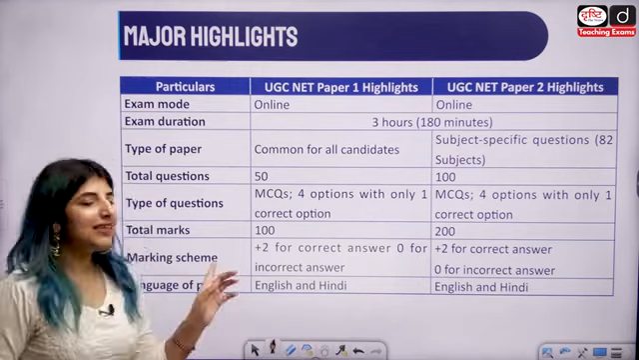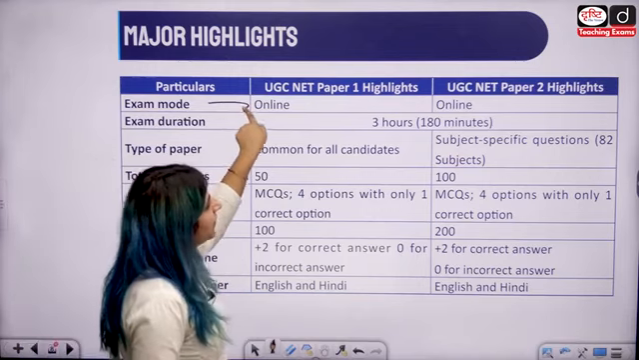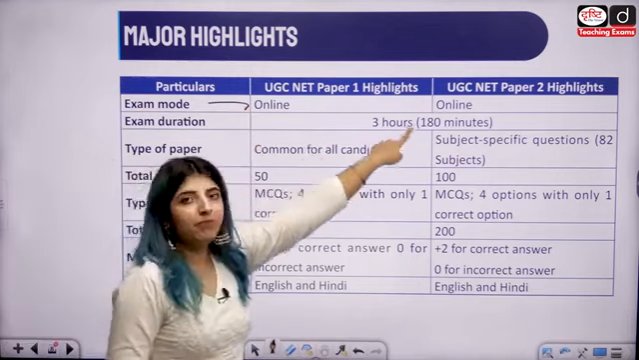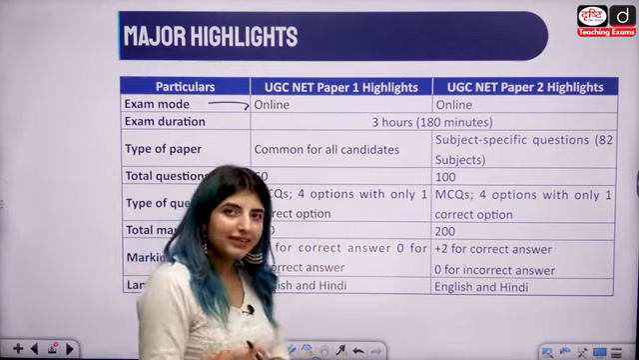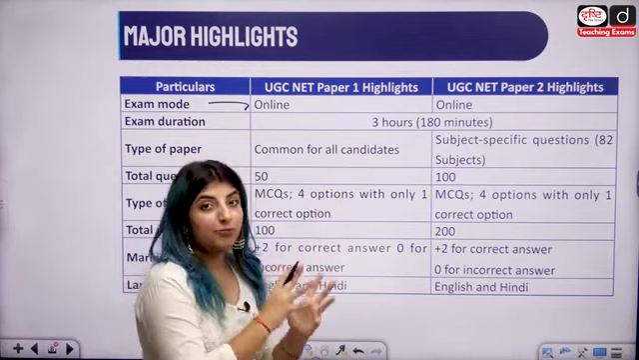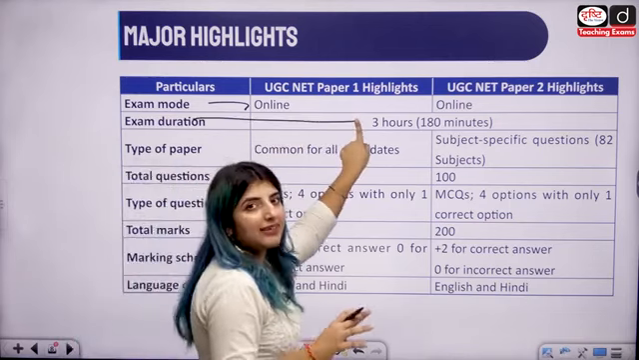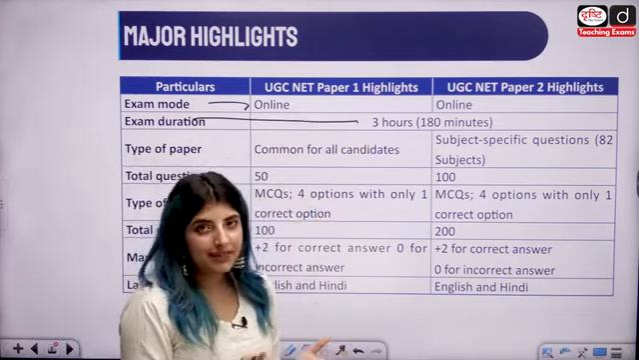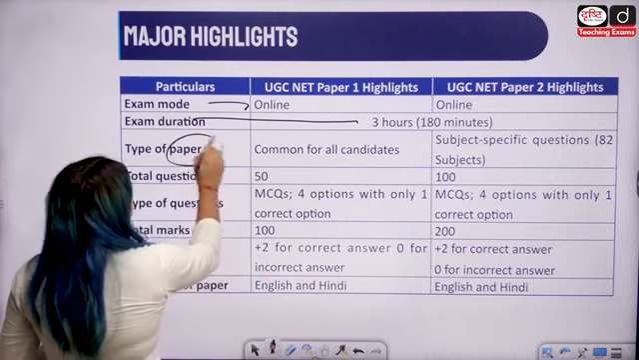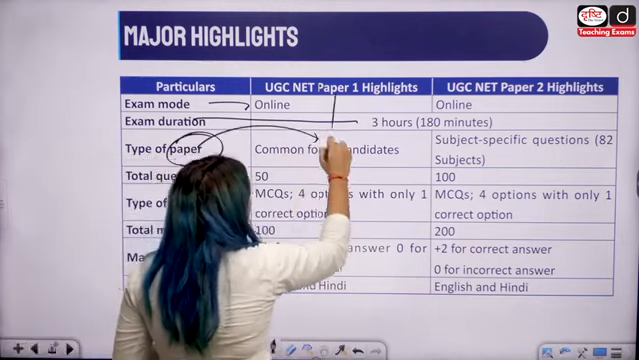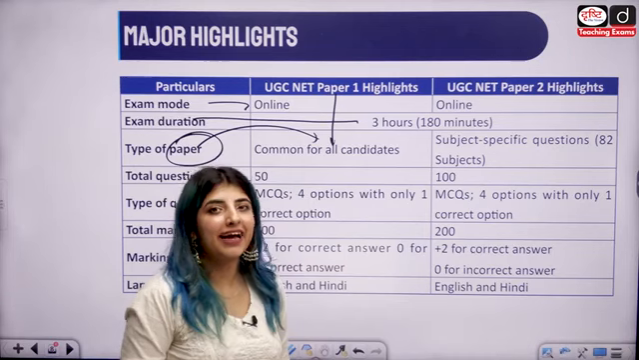Then, what is the exam mode? It's online, correct? And for paper 1 and paper 2, both these things happen in the CBT mode, computer based test mode. I already told you. Exam duration is 3 hours, that is equal to 180 minutes. Type of paper, paper 1 is common for all candidates.